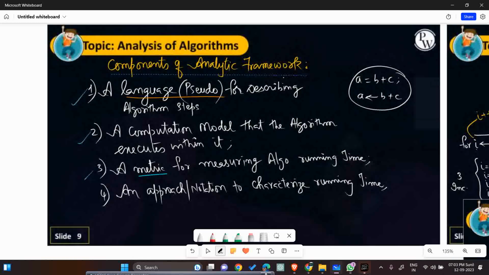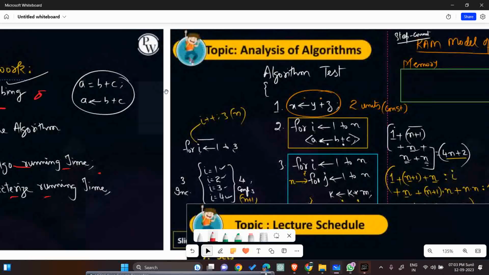Components of the analytic framework: a language for describing algorithm steps, a pseudo language. A computation model that the algorithm executes within. A metric for measuring the algorithm's running time. An approach, a notation, for characterizing running time. We have asymptotic notations to represent that.